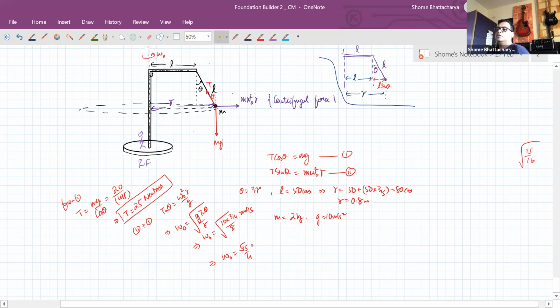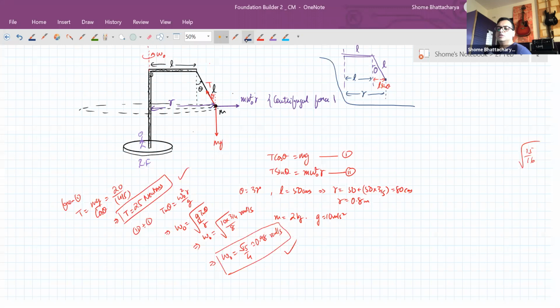It's very close to 1.98 radians per second, something like this. Okay, so these are the two values. So hope this is clear to all of you.